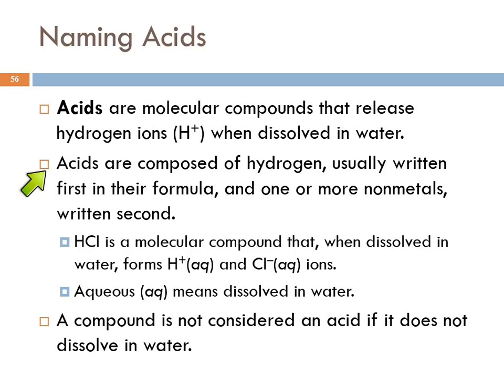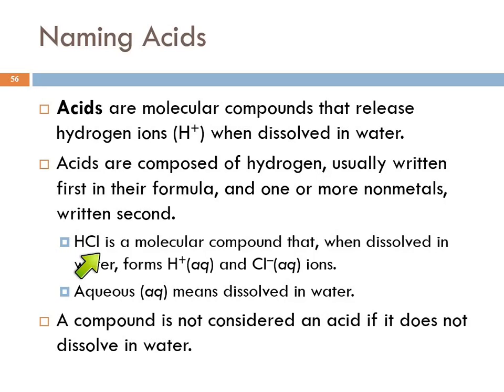So what we see is that acids are composed of hydrogen, and usually that hydrogen is written first in the formula, and then there will be 1 or more nonmetals after that. So here we have HCl. So basically, if the compound formula starts with H, it's an acid. So that makes them fairly easy to recognize.